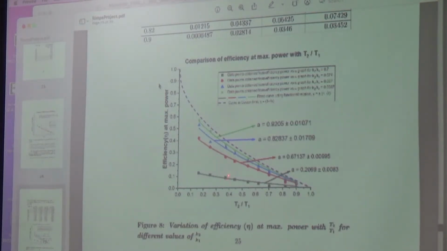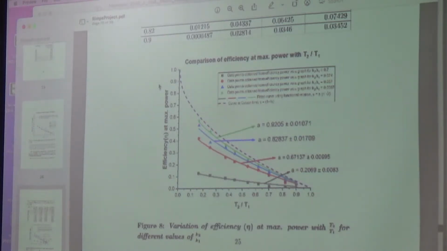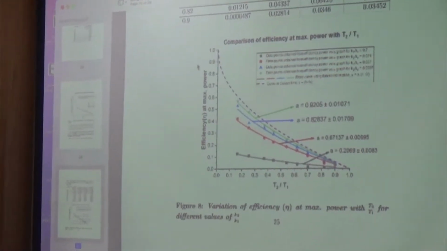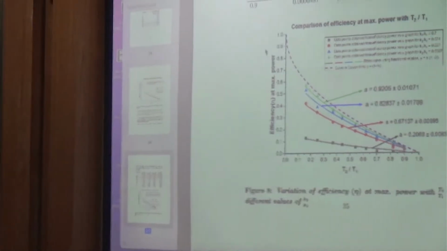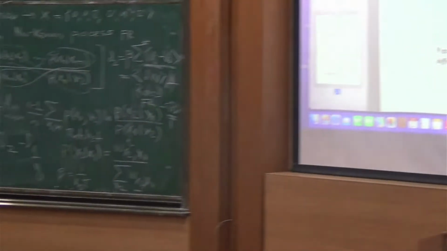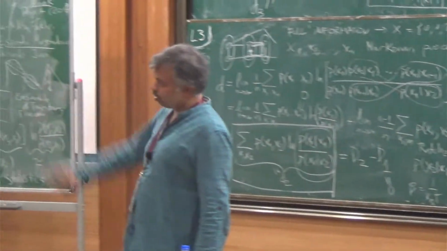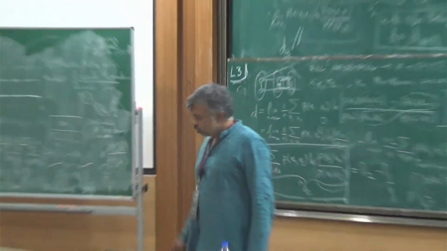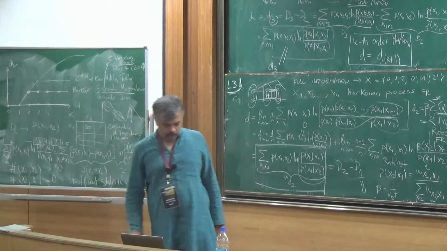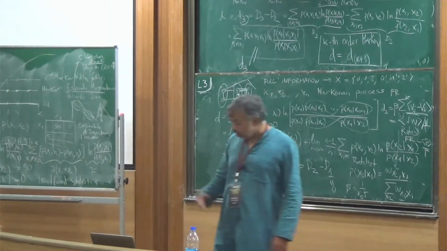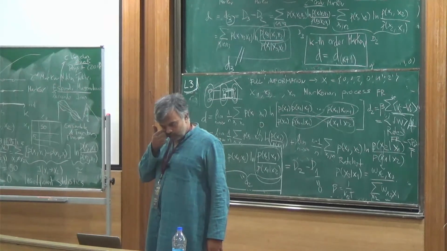By changing the ratio starting from this to this, where A is some fit parameter, we can actually go quite close to this, the Curzon-Ahlborn limit. But anyway, this is reminiscent of the last thing. What is the expression for it? It is 1 by root over Tc by Th, which I derived yesterday.